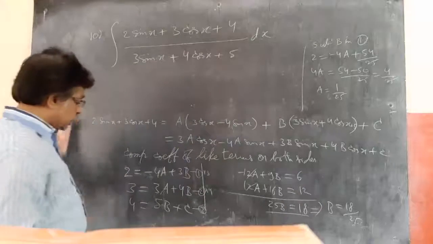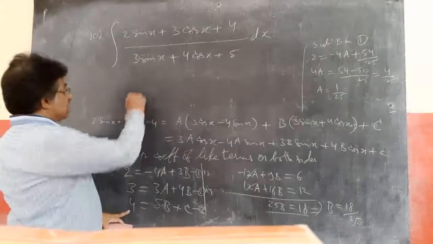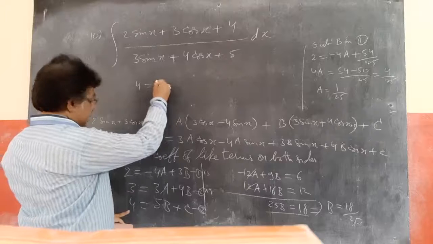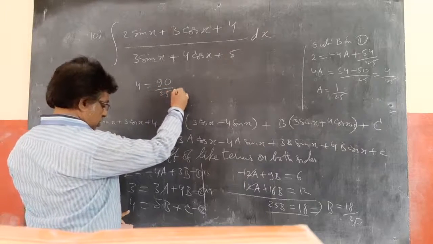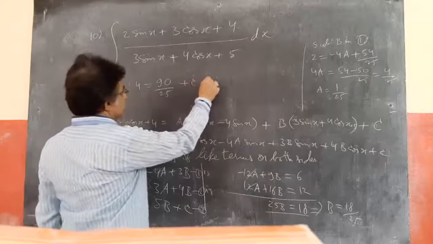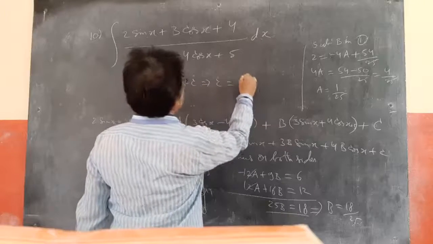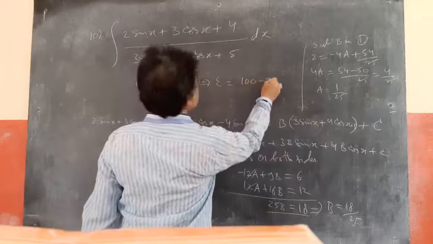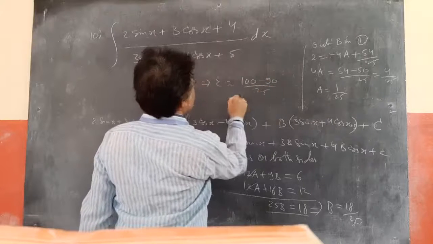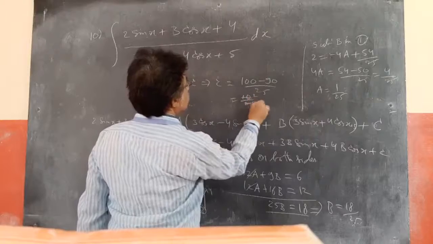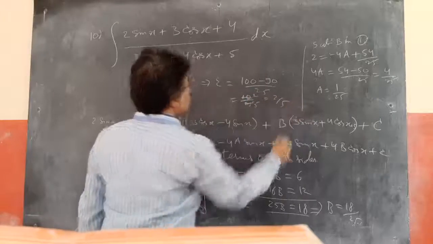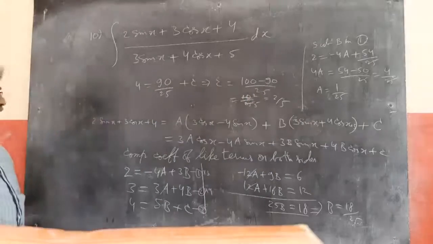Now substituting B in equation 4: 4 is equal to 18 into 5, that is 90 by 25, plus C. So C equals 100 minus 90 by 25, equal to 10 by 25, or 2 by 5. So C equals 2 by 5. So we got A, B, C.